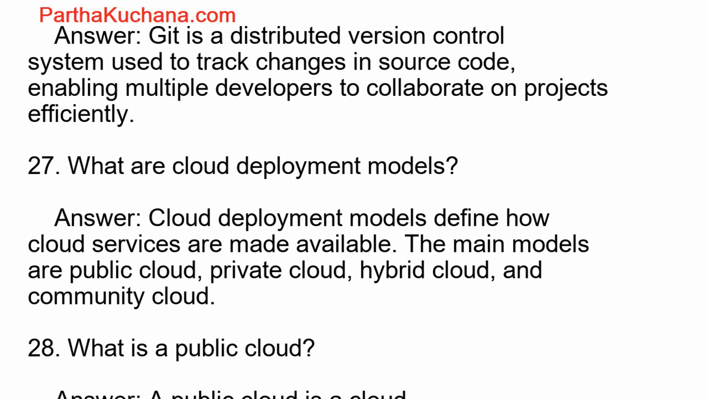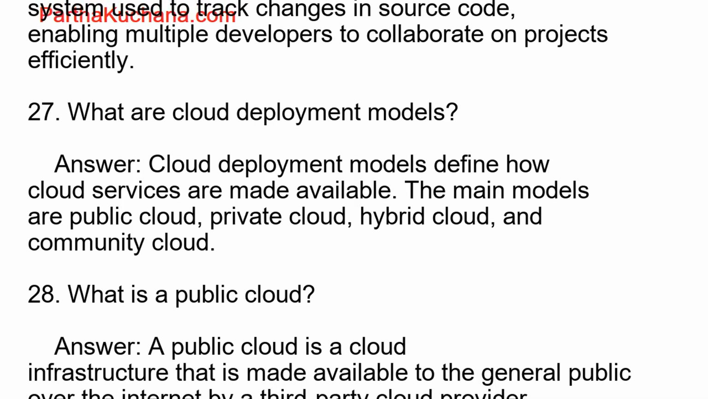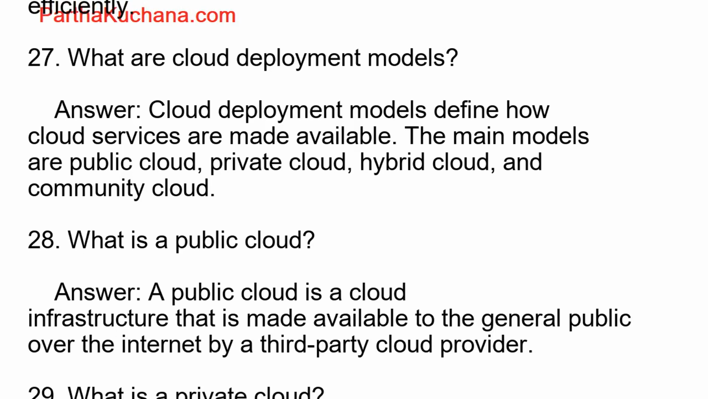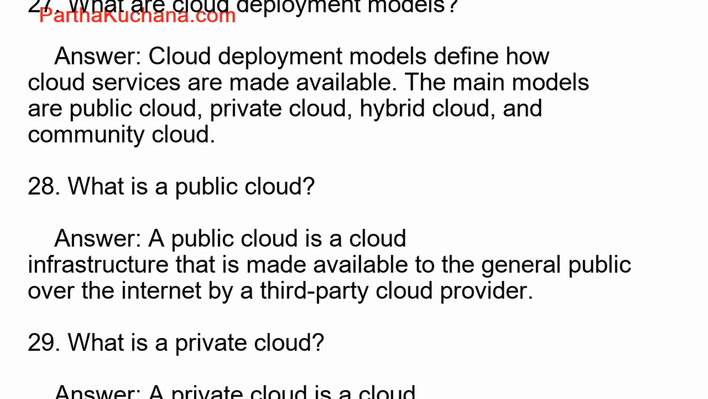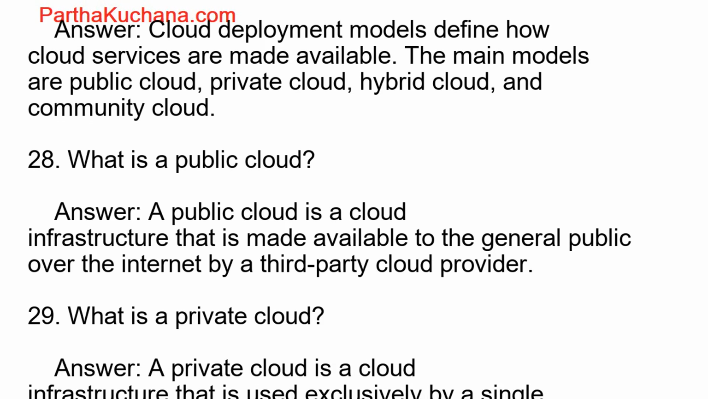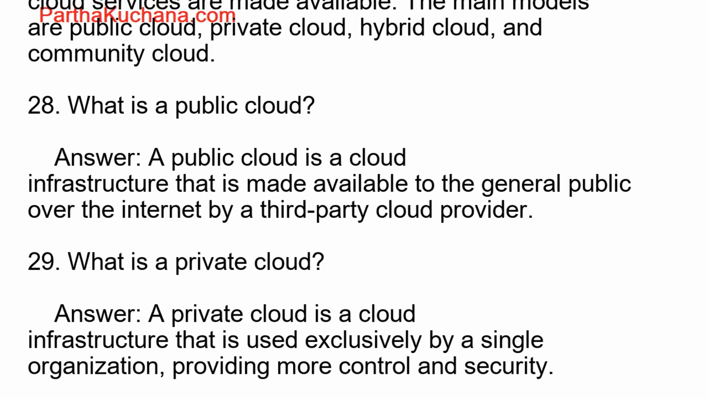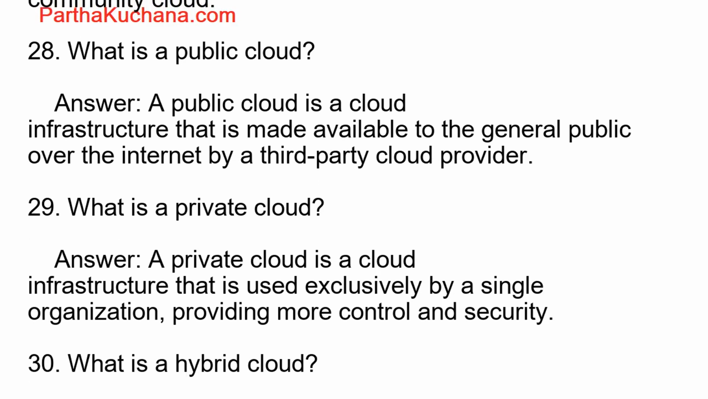28. What is a public cloud? Answer. A public cloud is a cloud infrastructure that is made available to the general public over the internet by a third-party cloud provider. 29. What is a private cloud? Answer. A private cloud is a cloud infrastructure that is used exclusively by a single organization, providing more control and security.